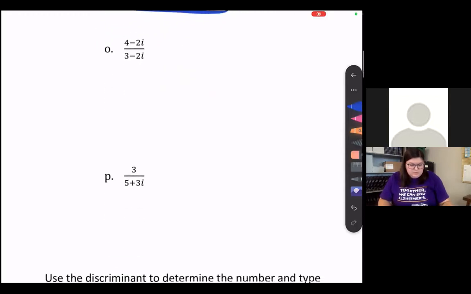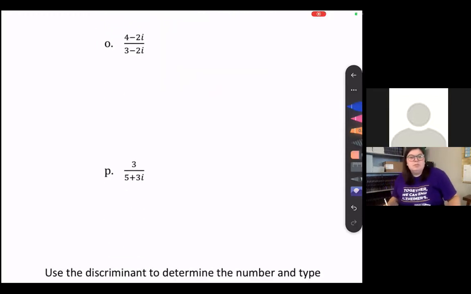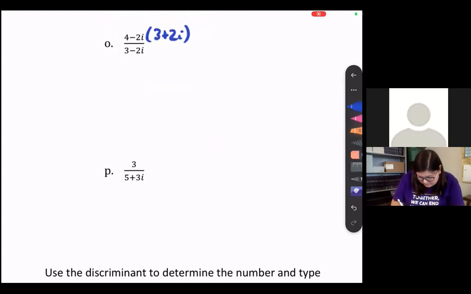Now we're going to division. When we divide, remember you need to multiply by the complex conjugate of the denominator. So I'm multiplying by 3 plus 2i on the top and the bottom. Okay, so for this one, again, we're just doing it like two separate multiplication problems. Keep the top and the bottom separate until you combine them. All right, so I'm going to multiply this out. I get 12 plus 8i.